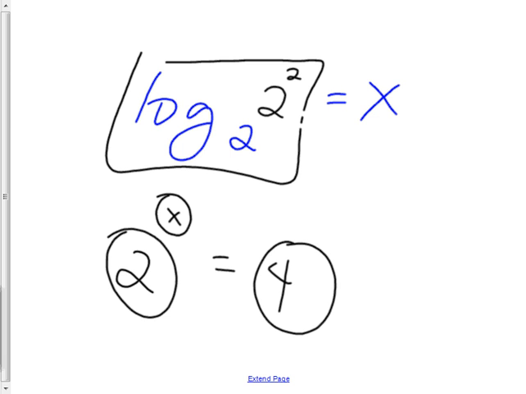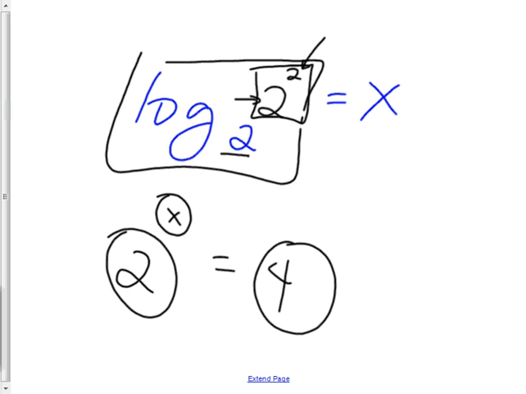Then, if I rewrite it that way, if the base of the log is the same as the base of this position, which is called the argument, this spot right here is called the argument. If the base of the log is the same as the base of the argument, then this is the answer.